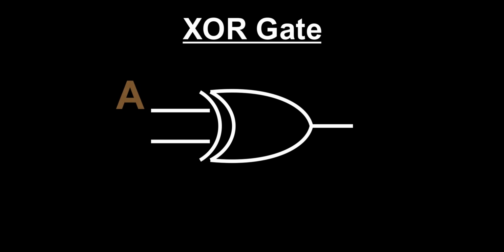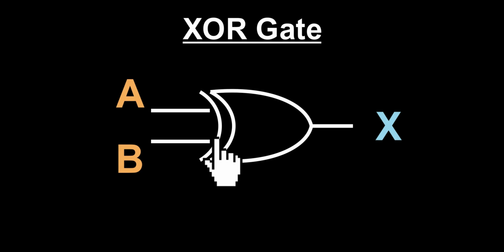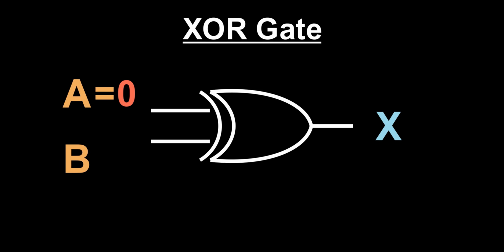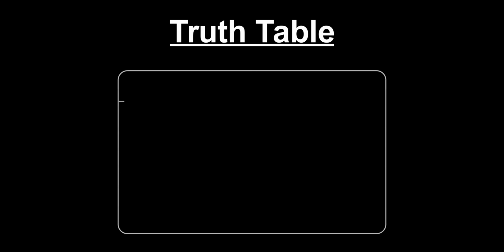Visually, the symbol looks like an OR gate, but it just has that weird line at the back. As per usual, if both are 0, you get 0 out. If one of them is a 1, you get a 1 out. If both are 1, you get a 0, exclusive. And that's an XOR gate. You can also draw a truth table as per usual.